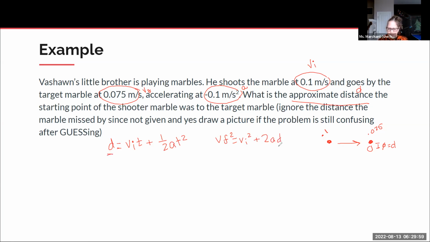All right, so what do we have? We want to find the distance. We have the velocity initial. We don't have the time. We have the acceleration. And what about here? We have velocity final, we have velocity initial, we have acceleration. So we want to just plug all that information into this second equation here for distance.